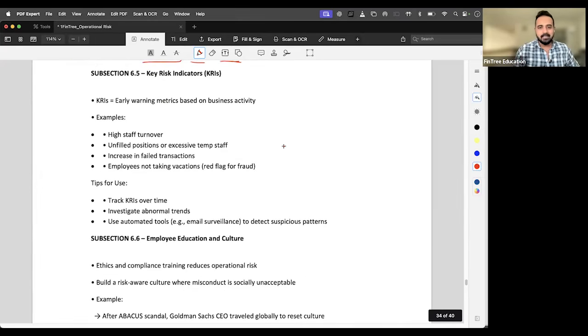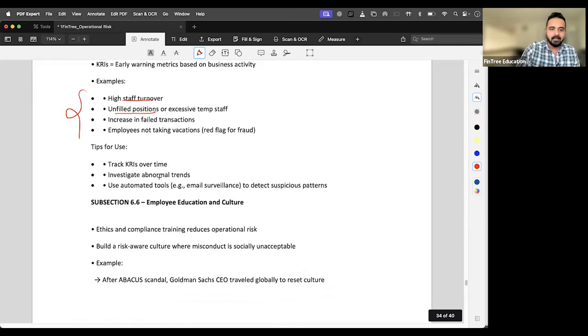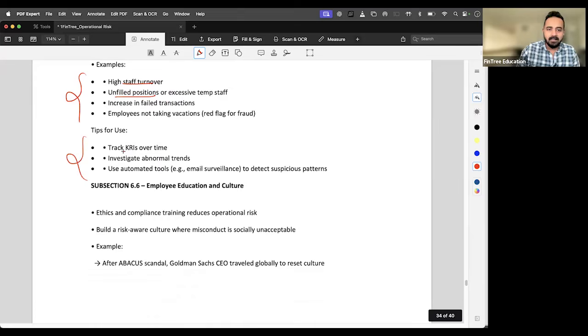Then subsection 5, hey, can I make a list of these early warning indicators or key risk indicators? Sure. These are some of the metrics: high staff turnover, unfilled position, and so on. How to use, track these KRIs over time, investigate abnormal trends, use automated tools to detect suspicious patterns.